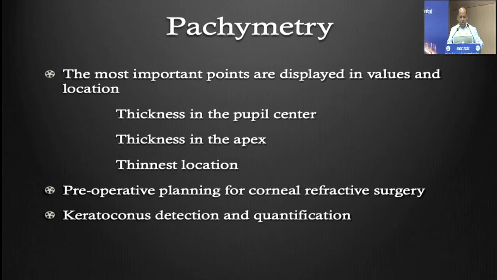So after elevation maps, coming to the Pachymetry Map. In the Pachymetry Map the most important points are displayed in values and locations. These give three important parameters: thickness in the pupil center, thickness in the apex, and thinnest location. For preoperative planning for corneal refractive surgery, to know the pachymetry is very important, and for keratoconus detection and quantification, pachymetry is again an important factor.